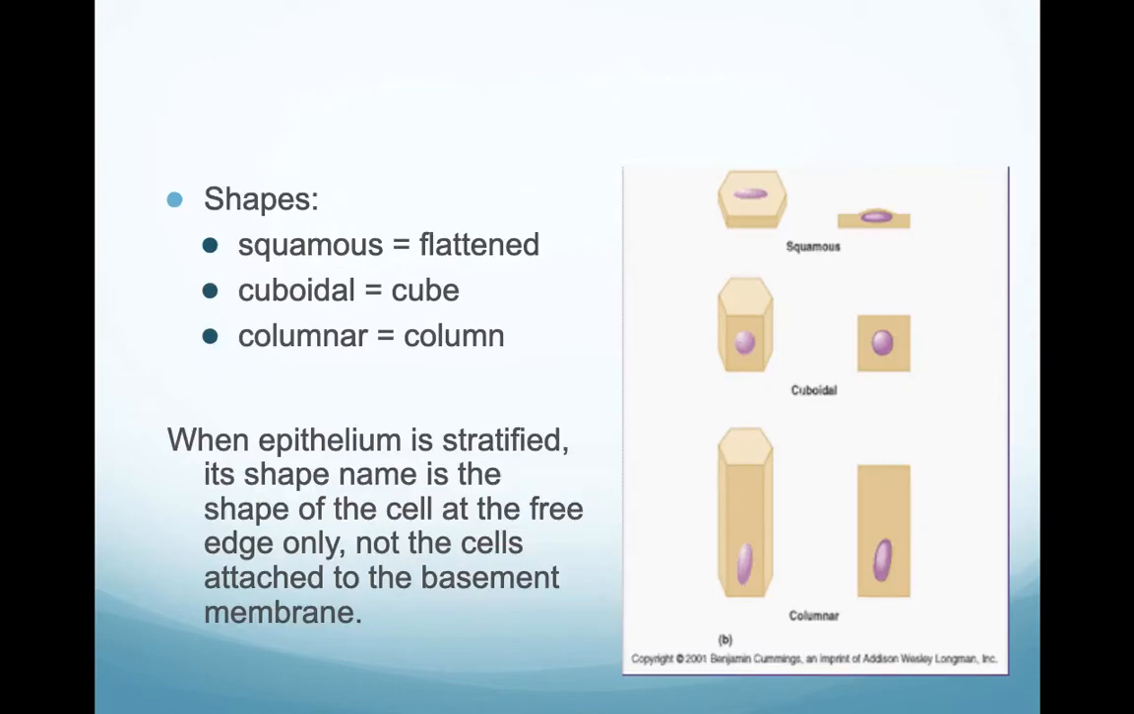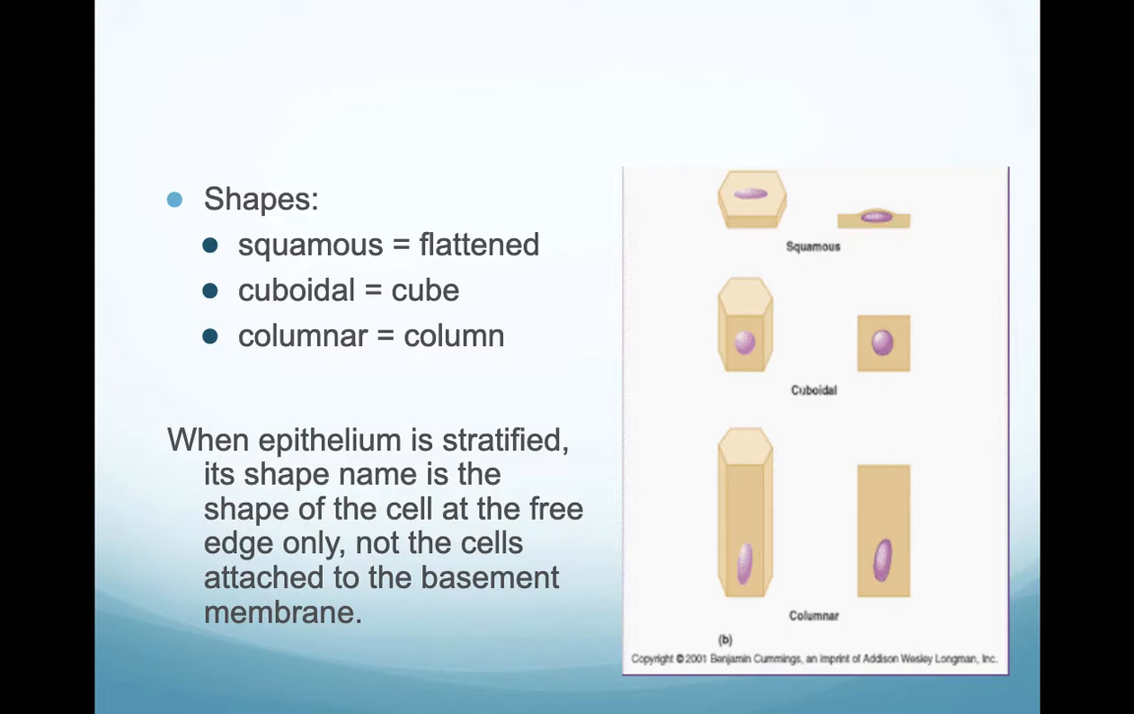The second part of its name is based on its shape. So we have three options. The first one is squamous, which is flattened. I tend to say squished because I like that squamous and squished go together. Cuboidal is cubed, columnar is columns, so not too complicated there.